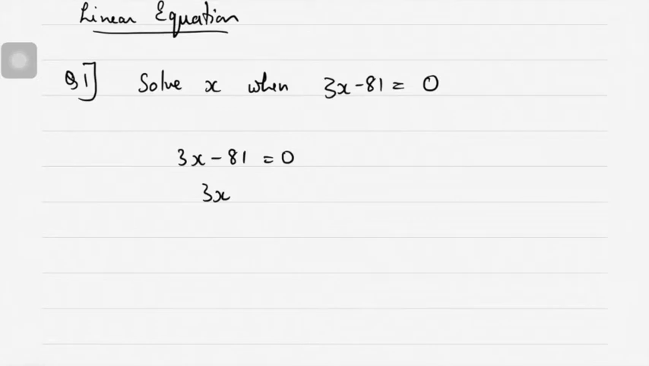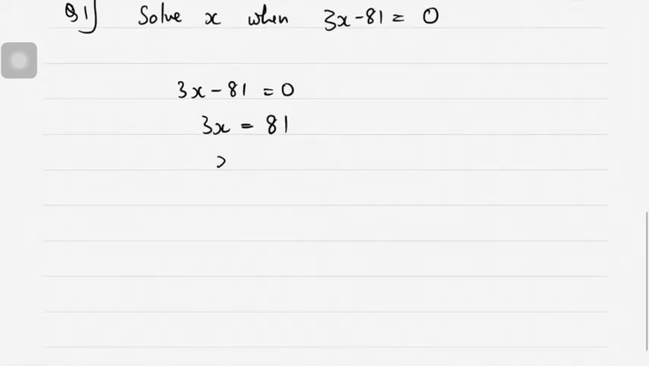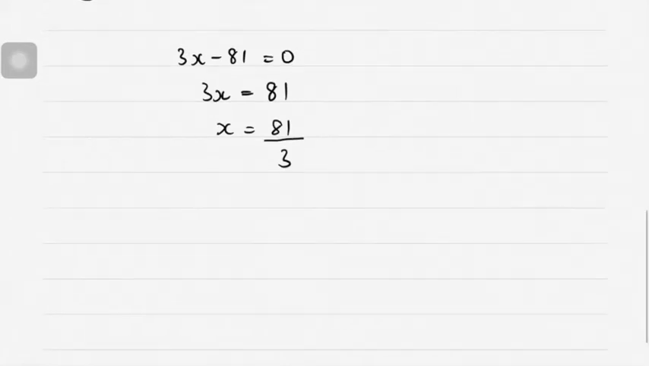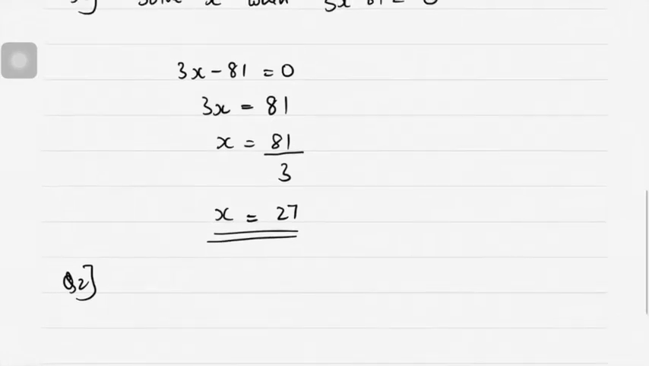3x. 81 I'll take on the other side. Minus will become plus. So 3x is equal to 81. Multiplication will become division. So 81 divided by 3. When you do 81 divided by 3, it comes to 27. That means x is equal to 27. Correct? This is so simple. You have already done this in your school. So all the questions which we are solving from this chapter, it is already done in your school.